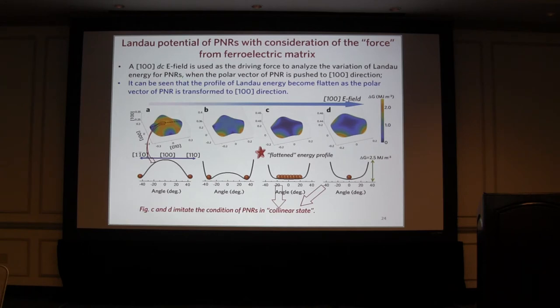Here I use the simplest way to simulate and show this case. I use a 1-0-0 DC electric field to push the polar nano region rotated to the 1-0-0 direction, and analyze the thermodynamic potential variation during this process. You can see in figure A, without applying electric field, there is a large energy barrier between two stable states of polar nano regions. With applying the 1-0-0 electric field, first the energy barrier decreases for the two stable states. And with further increasing the electric field, the stable states of polar nano region will transform to the tetragonal phase. The polar direction of the polar nano region will be along the 1-0-0 direction. This actually is a collinear state of polar nano region. In this case, the energy profile is very flattened, which means that the polar nano region can be easily rotated by external electric field or external stress.